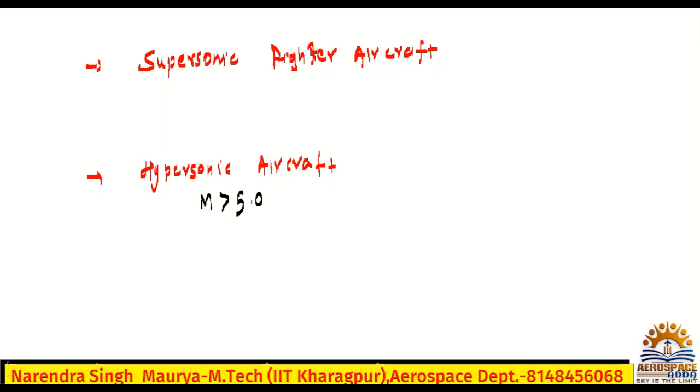Supersonic fighter aircraft means what? If the Mach number is greater than 1, or sometimes greater than 1.2, then it is called supersonic fighter. More than 1 Mach number comes under supersonic. Generally, we'll take 1.2. More than 1.2, it is 1.6, 2, 3, 4, 5. Till that it is supersonic, and more than 5 it comes under hypersonic aircraft.